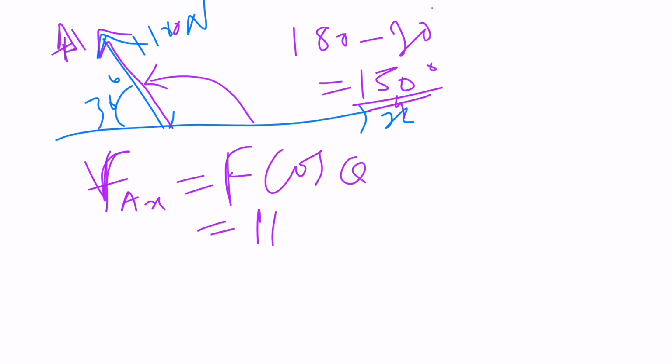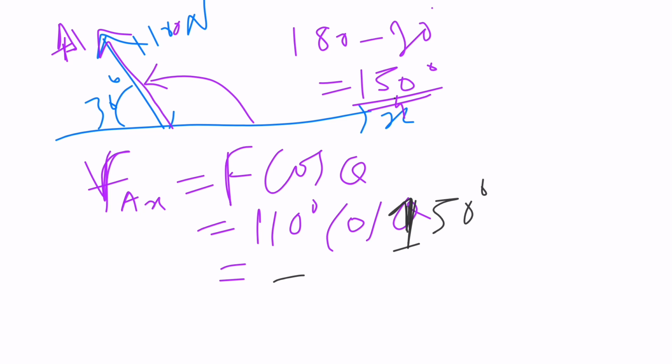It is 110 cos theta. So the answer there is what? Our theta should be here. We just replace it with what we have calculated, 150 degrees. So when you punch it on the calculator, what is the answer? It will give you negative what? 95.26 Newton. So that is what it will give you.